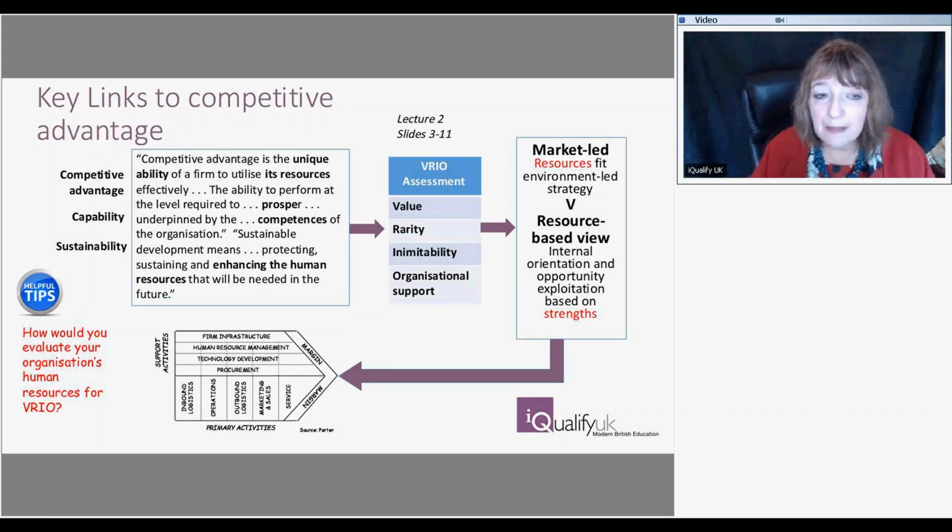And the helpful tip here, and this is what you need to do for your assignment, is how would you evaluate your organisation, that's your choice of organisation, human resources for VRIO? Are they the secret weapon? In a knowledge-based economy, very often they are. Their capability, their sustainability gives the organisation longer-term competitive advantage. So think about how you would do that. How would you evaluate the organisation that you have chosen?